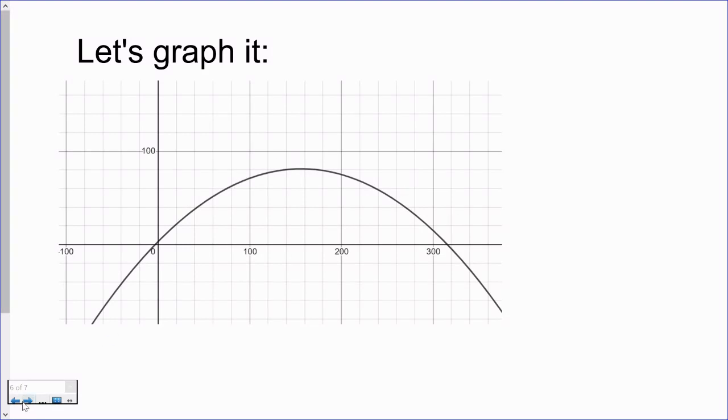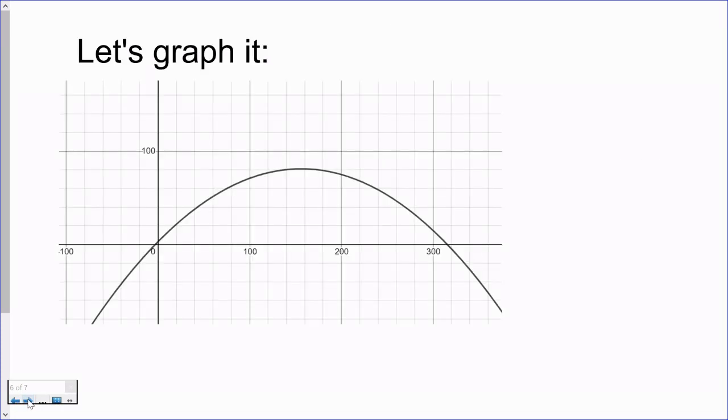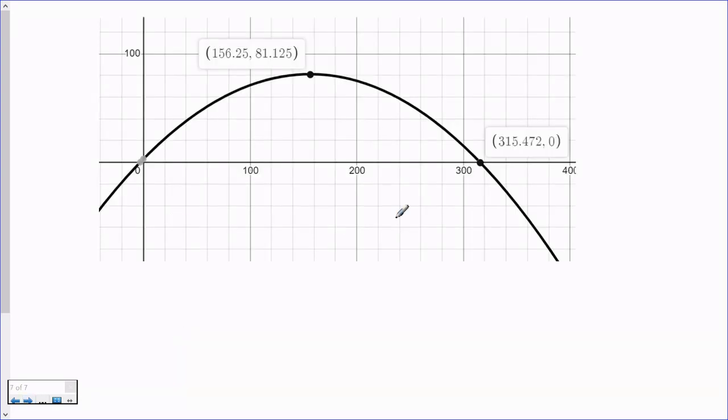The question says, what is the maximum height of the baseball? So on Desmos, if you graph it, this is what it looks like. But you have to click around and say, hey, what's that max height? What's this information right about there? What's that coordinate point? So just click it. If I do that, that's what I get. So in this case, the max height is 81.125 feet. That's the max height.